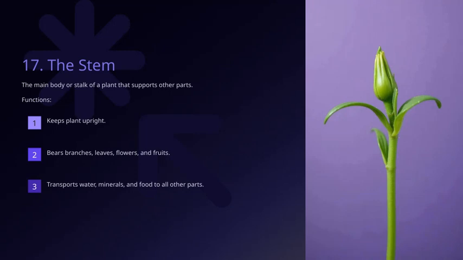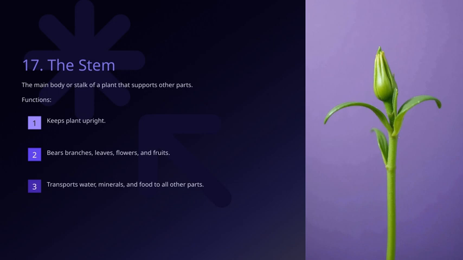Now let's talk about the stem, which is essentially the main body or stalk of a plant that holds everything together. Think of it as the plant's backbone, providing support for the rest of the plant. Its primary function is to keep the plant upright, allowing it to stand tall and reach for sunlight. But the stem does more than just support. It also bears the branches, leaves, flowers, and fruits, acting as the transportation highway for vital resources.